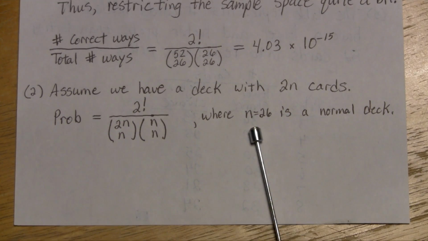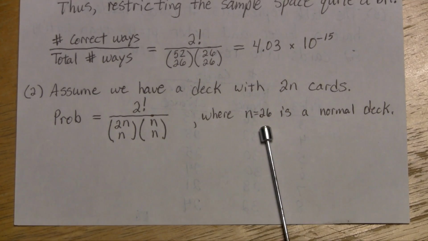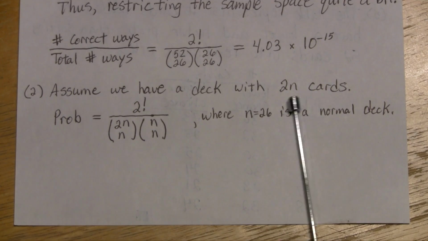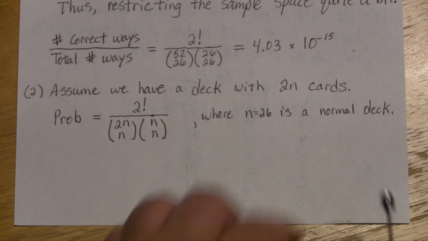And notice that n equals 26 is a normal deck of cards, right? If n is 26, 2 times 26 is 52. And then we're back in case 1.